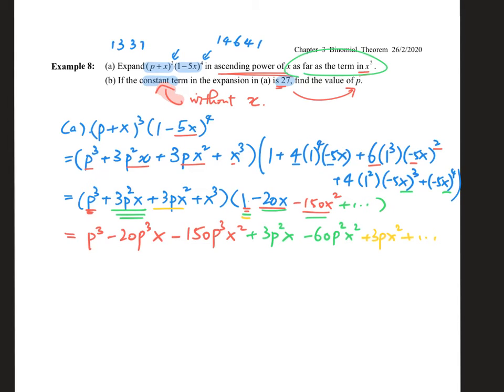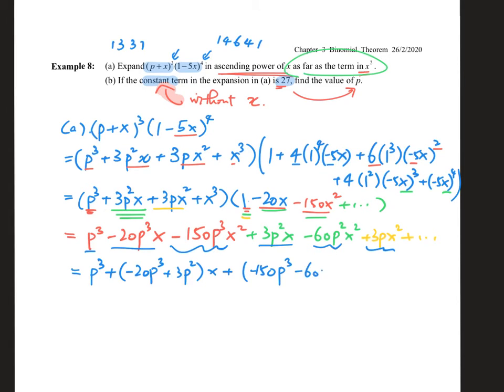And finally, we now need to group the terms together. p cubed is the only constant term right there. Then you have two terms involving x. I put them together: minus 20p cubed plus 3p squared, times x. And the last three terms are involving x squared. So I have minus 150p cubed, minus 60p squared, and 3p, times x squared, and that is it. And it finishes part A.